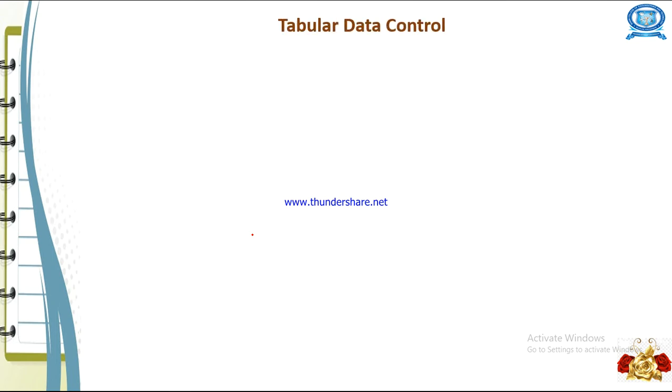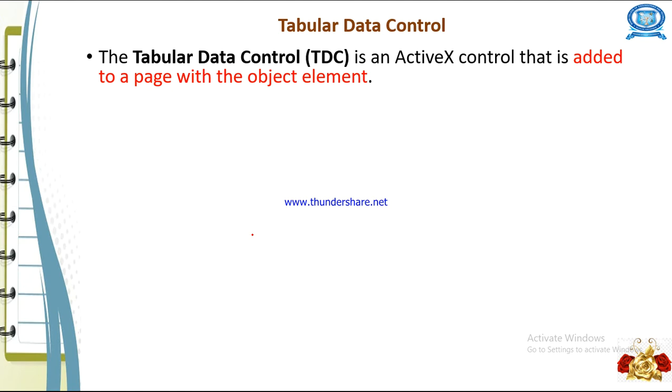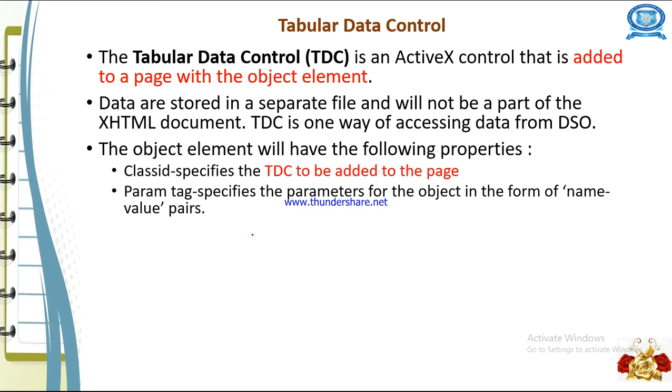So next, another concept used in DHTML: tabular data control. Tabular data control, in short form TDC. It is an ActiveX control that is added to a page with an object element. So in every page you have to use this ActiveX control. By using the elements, it will display the values for particular tabular values and all the auxiliary functions.